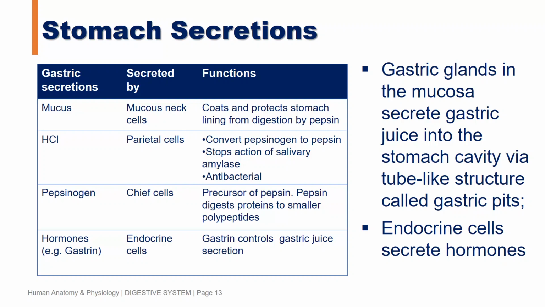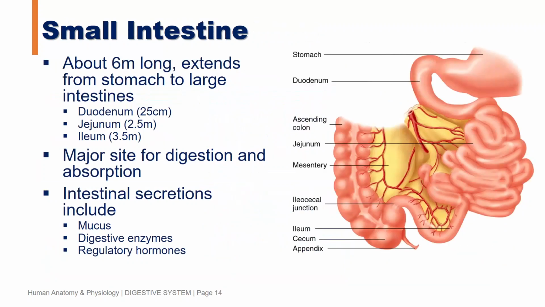Hormones, an example would be gastrin, secreted by the endocrine cells. Gastrin controls gastric juice secretion. After the stomach, let's move to the small intestine. Your small intestine is about 6 meters long, and it extends from the stomach to the large intestine.